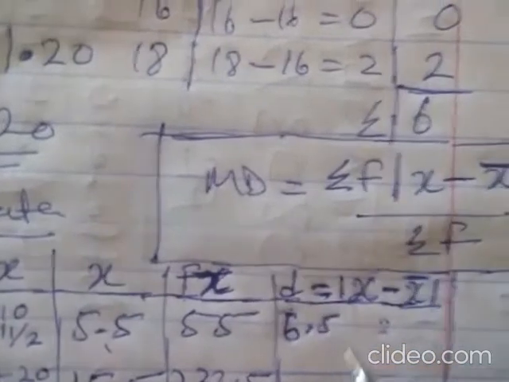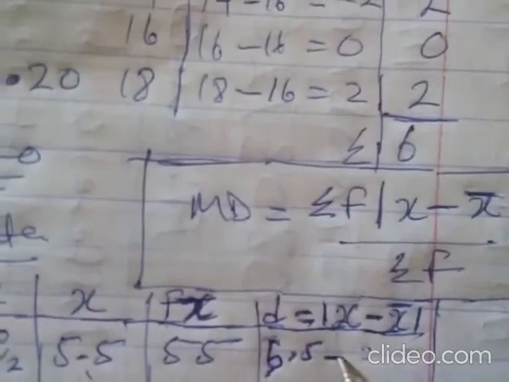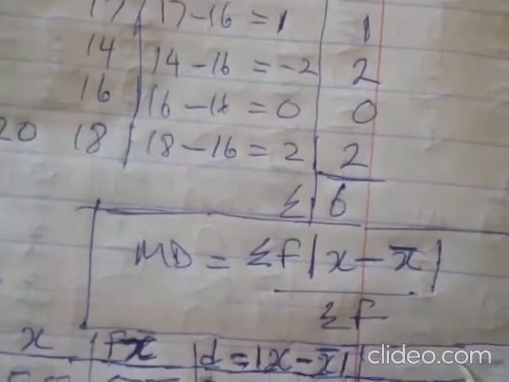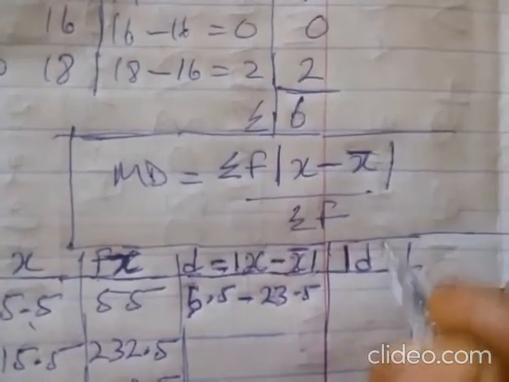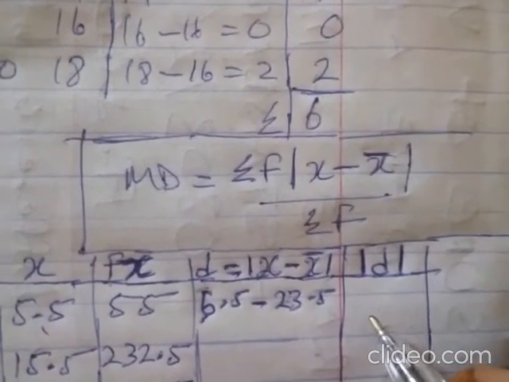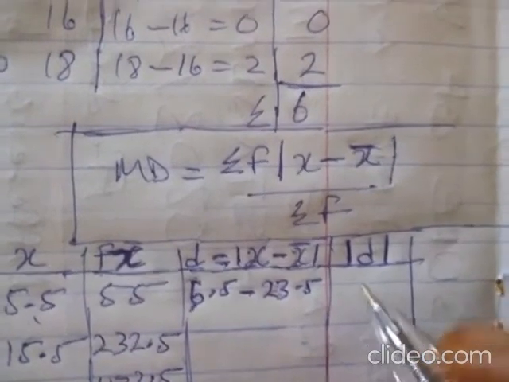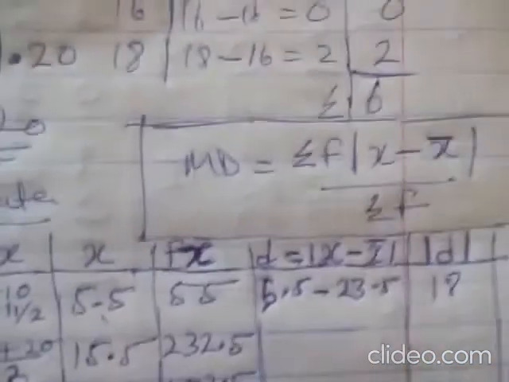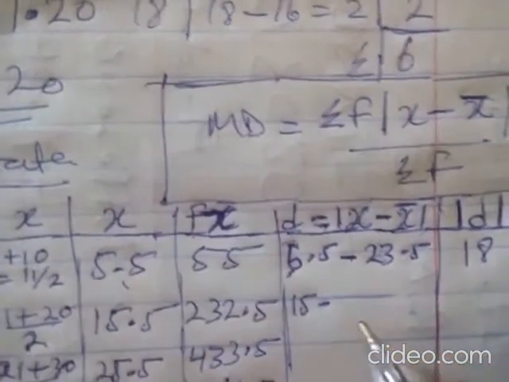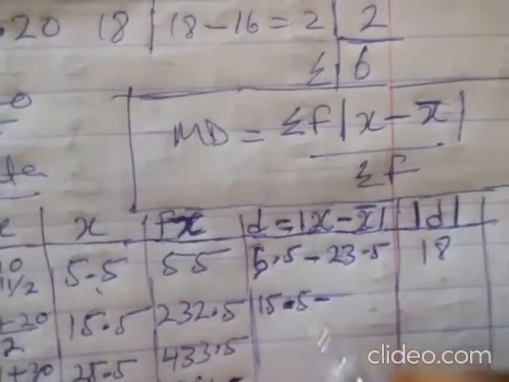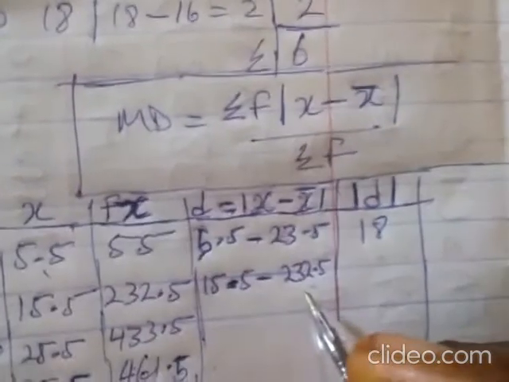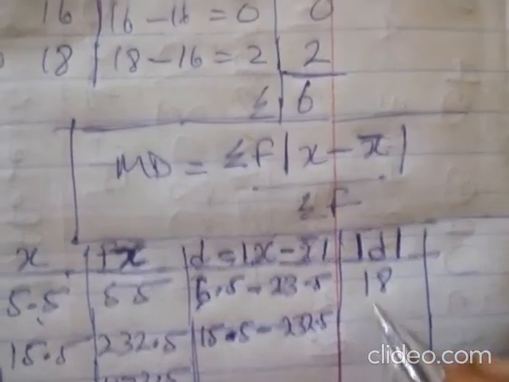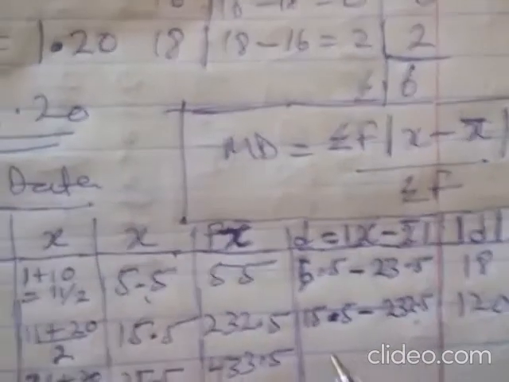So we have 5.5, good. 5.5 minus 23.5. So let me create another extension here. Let me just say d. 5.5 minus 23.5 gives us a minus 18. But because modulus is absolute value, we'll write 18 here. Now we have 15.5 minus 23.5. It gives us a minus 8. Minus 8 is 8.